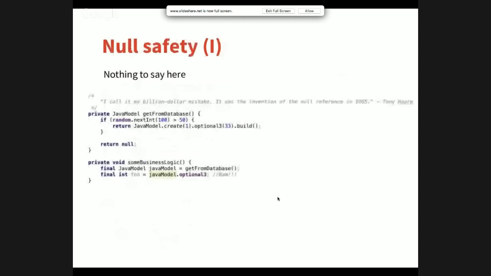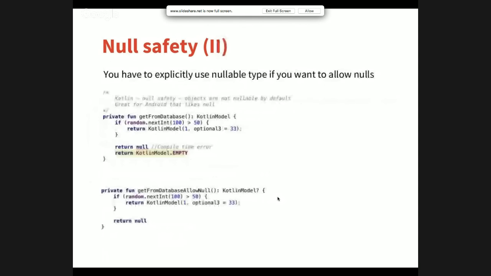Null safety. So this code is wizardly in Java. So we have some function that randomly returns null. And you'll get a null pointer exception. But in Kotlin, you cannot do that. So all the types in Kotlin are null safe by default. So you will get a compile time error if you try to return null from a function.